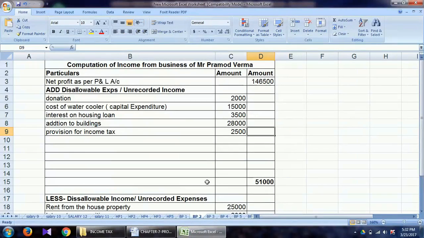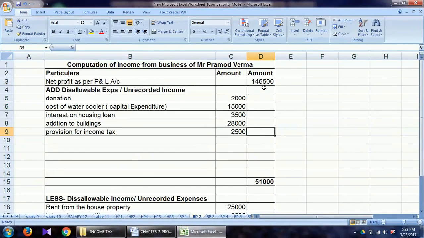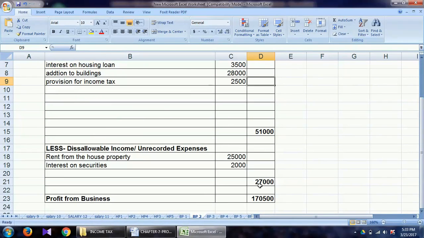Now let us just take the totals. The total of the addition side will come to 51,000. The total in the deduction side will come to 27,000. To the net profit of 1,46,500, we will add this 51,000 and deduct this 27,000, and the final figure, that is the profit from the business, which we get is 1,70,500. Okay, so this was the second sum from our notes on income from business and profession.